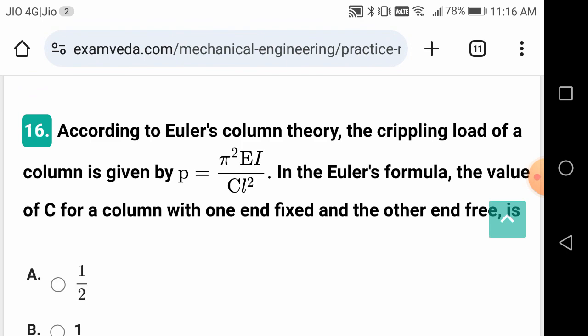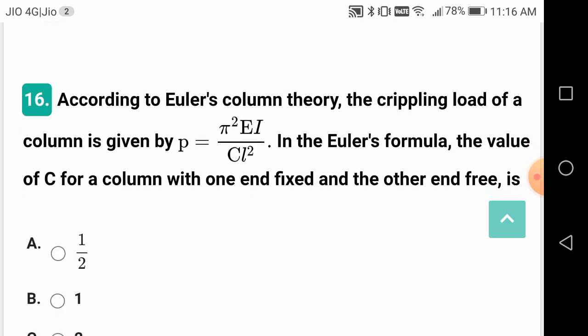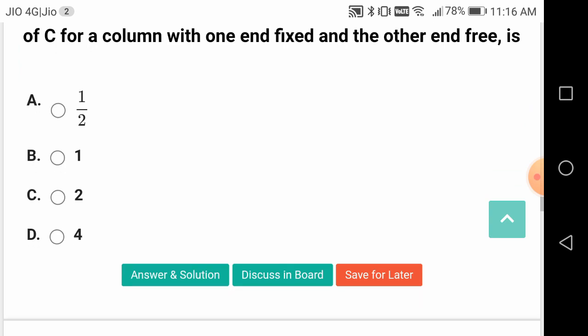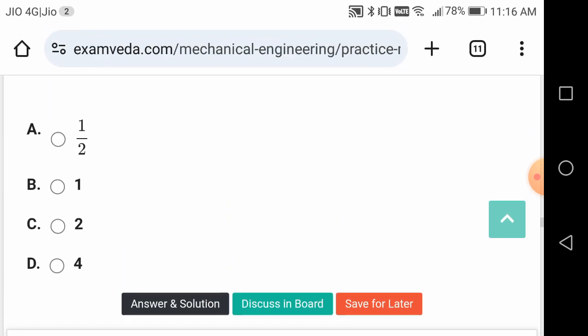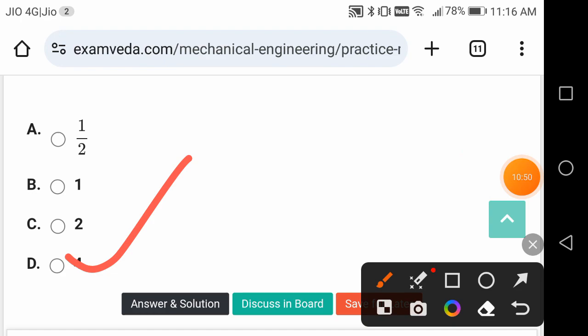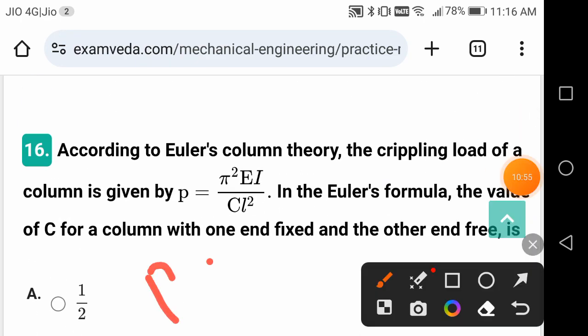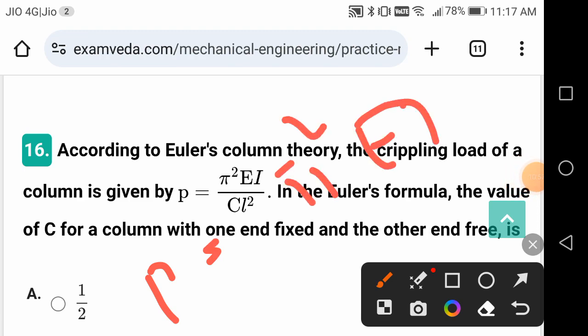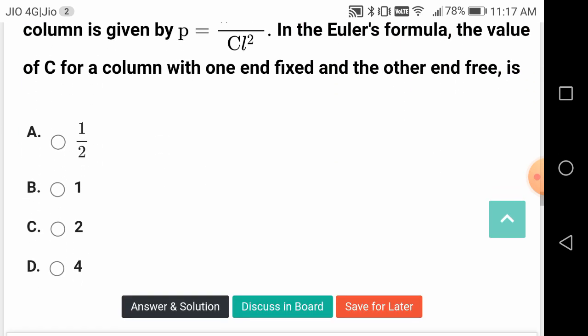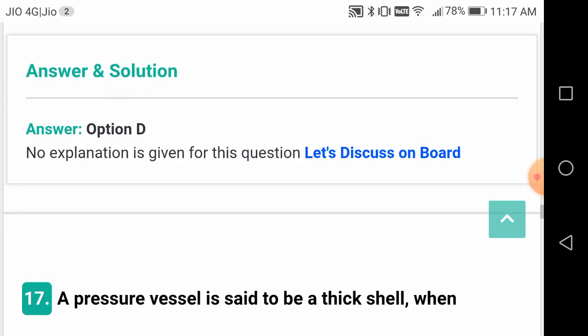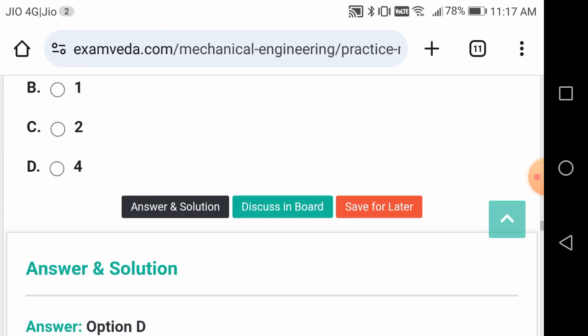According to Euler's column theory, the crippling load of a column is given by pi square EI by C L square. In the Euler formula, the value of C for a column with one end fixed and other end free is, so this is your D. Pi square EI by 4L square. It is actually pi square EI by 4L square. So value of C comparing it is 4. One end fixed and the other end free. For both ends fixed it is 4 pi square EI by L square.